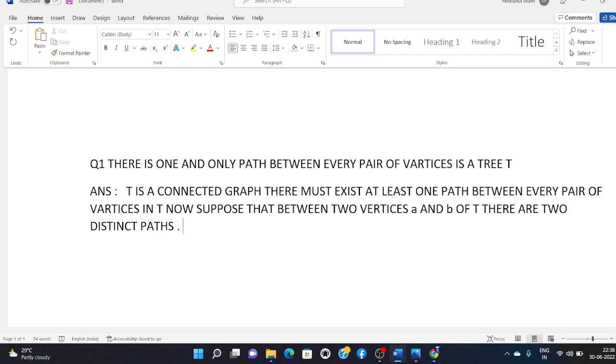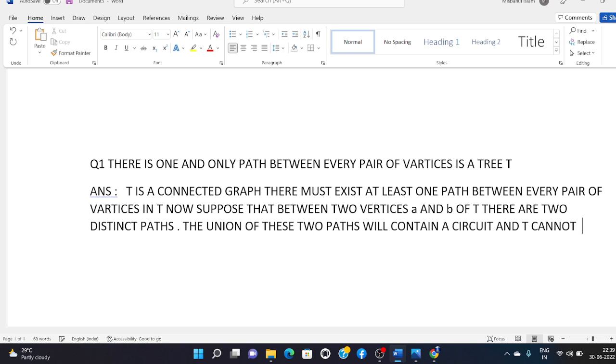Next, the union of these two paths will contain a circuit, and T cannot be a tree.